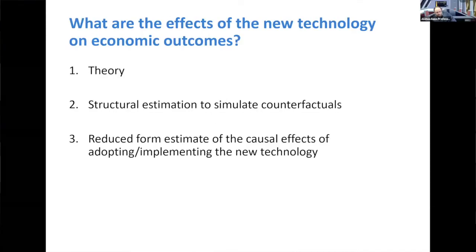So this question of what are the effects of a new technology on economic outcomes, we usually have three ways to answer this. First, we might develop some theory, right? We may have theories about how AI is going to replace certain jobs and what types of jobs, and as a result, who's going to be unemployed. Or we may have theories about how pricing by an algorithm is going to be different than pricing by a human, and what's going to happen.